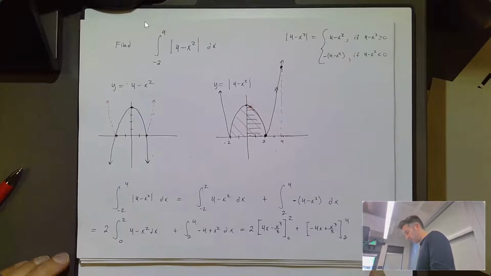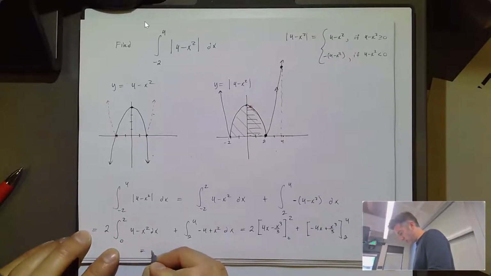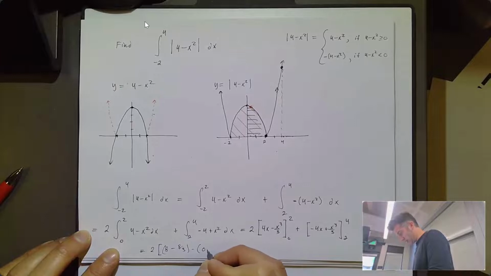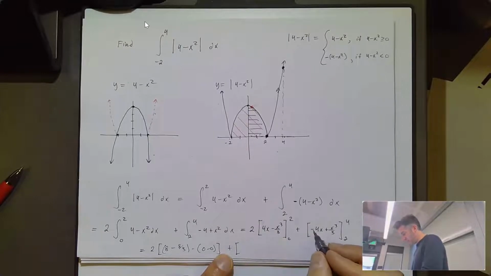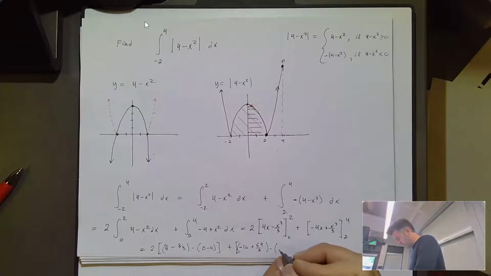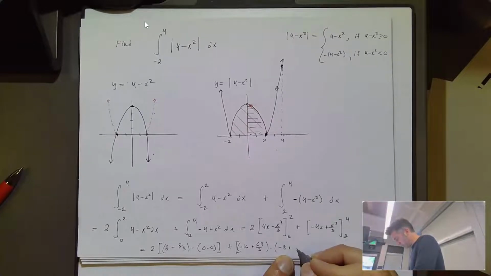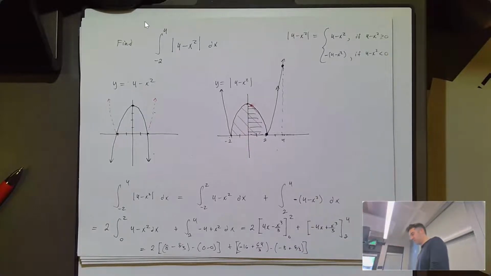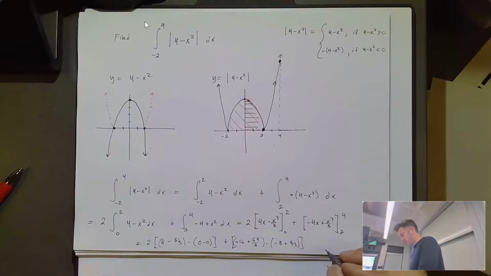And then we'll plug in the limits of integration. We'll get 2 times, when I plug in 2, 8 minus 8/3. And when I plug in 0, I get 0 minus 0. Plus, over here, when I plug in 4, I get -4 times 4, which is -16, plus 4 cubed over 3, which is 64 over 3, minus, when I plug in 2, a -8 plus an 8/3. And then we could calculate this and get a number.